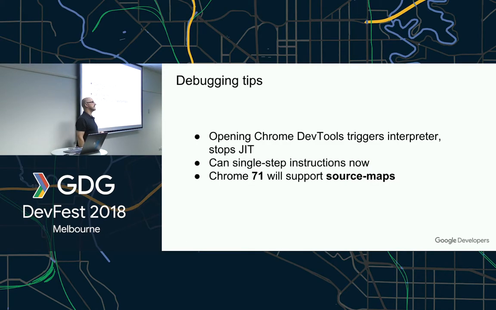At the moment, you can single-step instructions, but in Chrome 71, which is coming out relatively soon, there's full source maps support. Which means that you can literally walk through your C++ code, do proper debugging. It's like a huge jump in the developer experience.